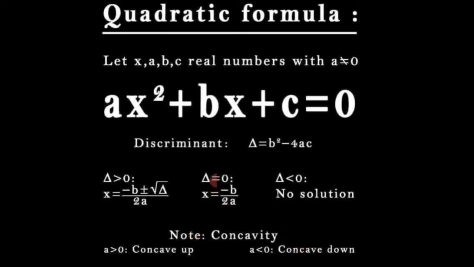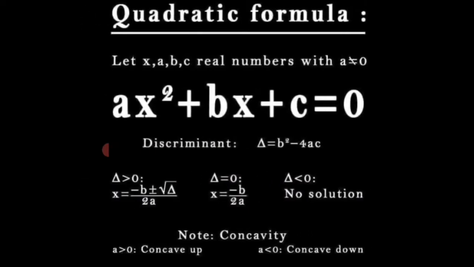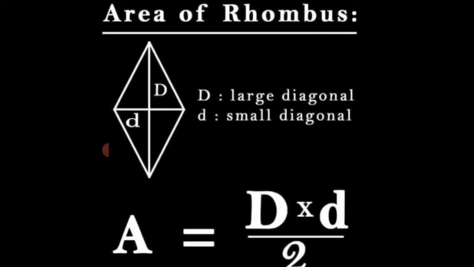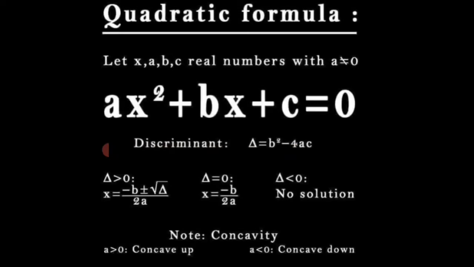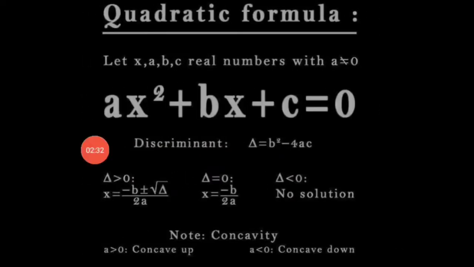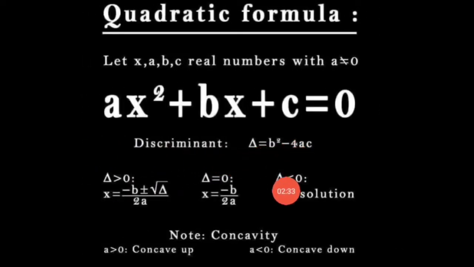Next we have the quadratic formula. If we have x, b and other real numbers where a is not equal to 0 (if a equals 0, we never say the given equation is a quadratic equation), we write ax square plus bx plus c. We have to find the determinant and the roots of the given equation.